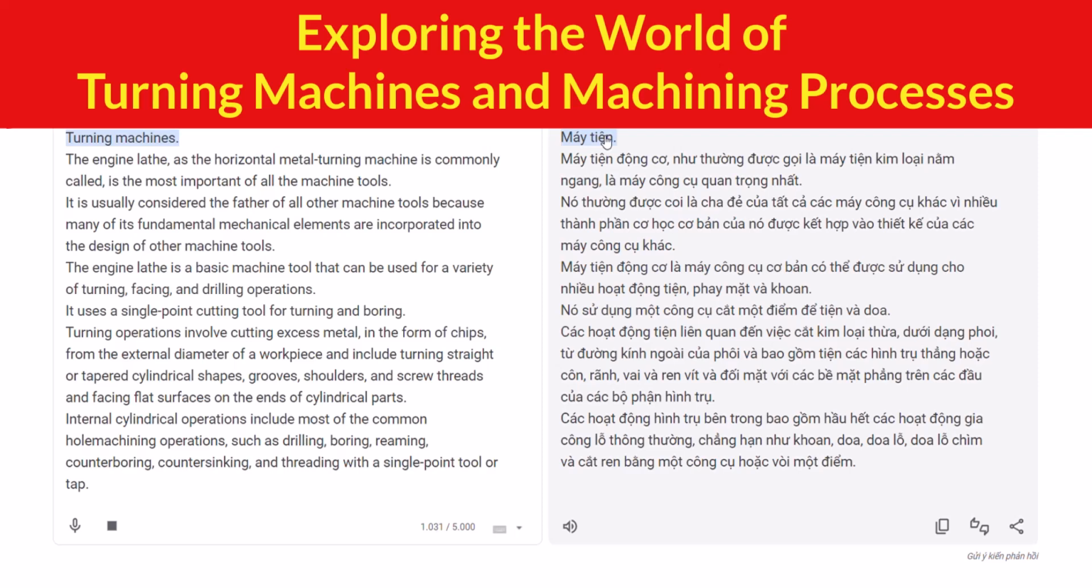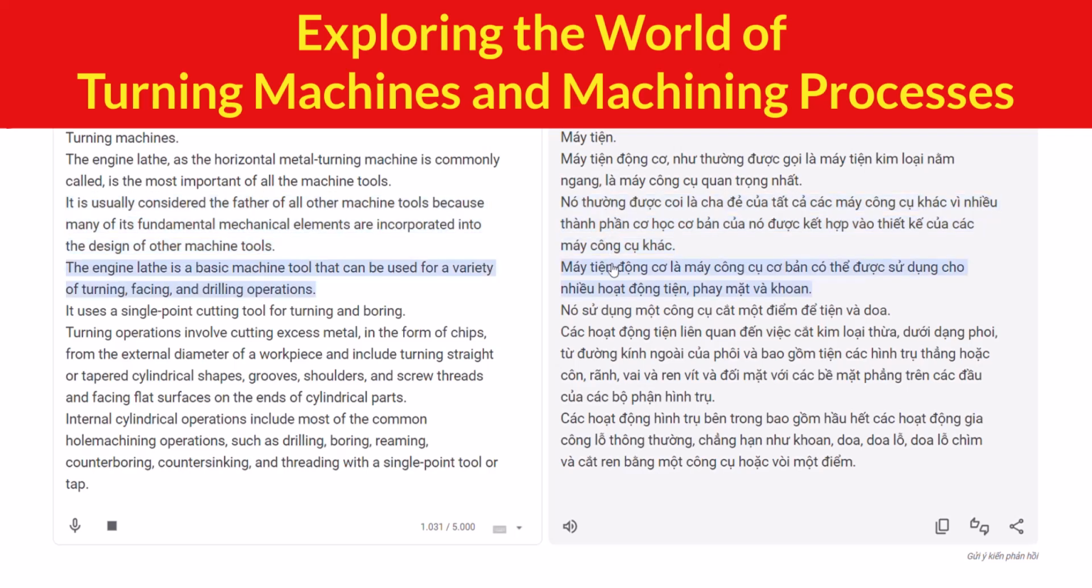Turning machines. The engine lathe, as the horizontal metal turning machine is commonly called, is the most important of all the machine tools. It is usually considered the father of all other machine tools because many of its fundamental mechanical elements are incorporated into the design of other machine tools.